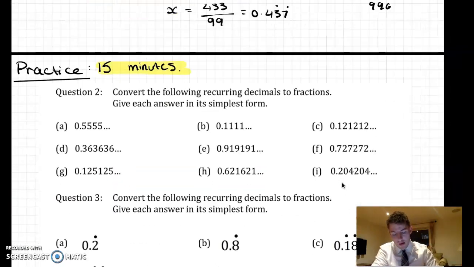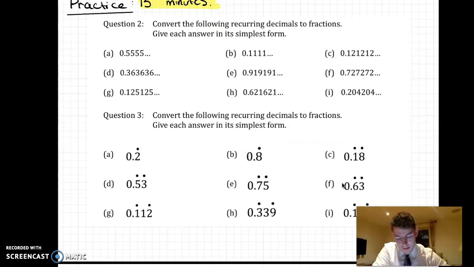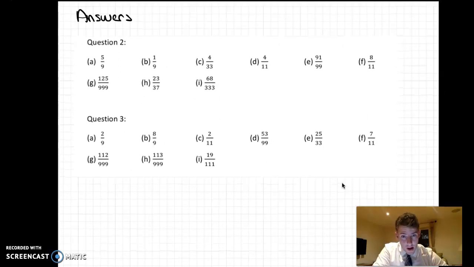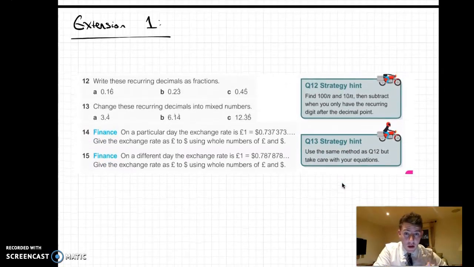Okay. Practice questions here, about 15 minutes. Have a go at these. Again, if you're on the slide, it's a task in case my video's cutting off. So pause it here. Here are the answers to self-mark. And if you finish this quickly, in about 10 minutes, here's an extension to have a go at.